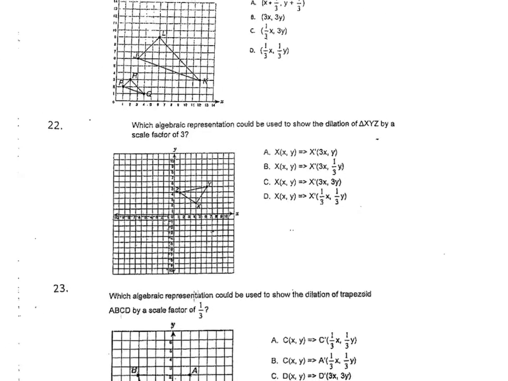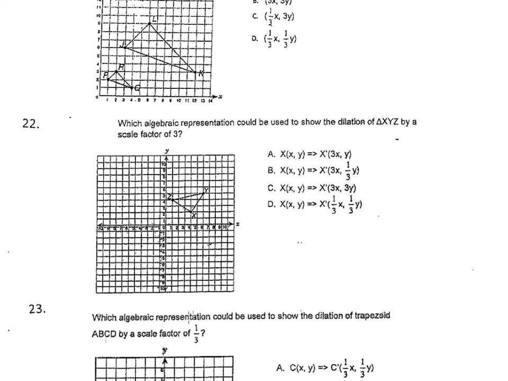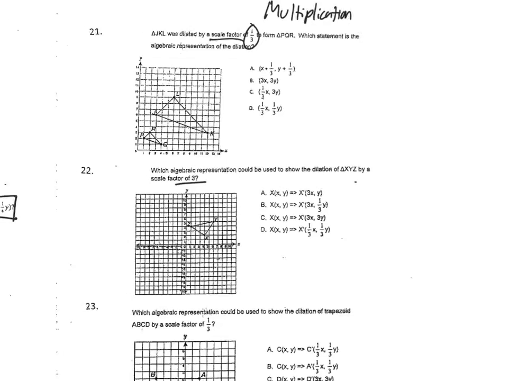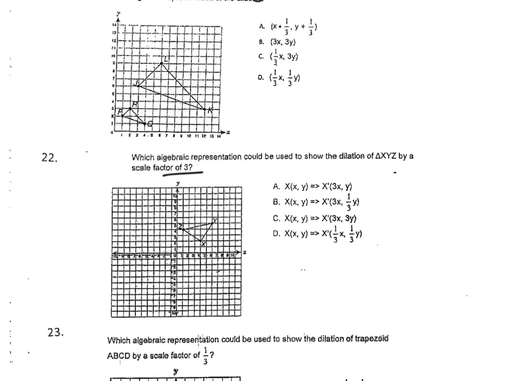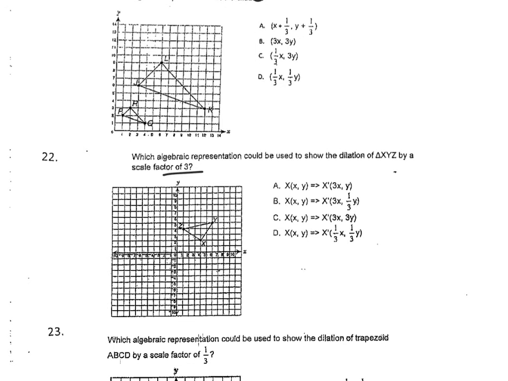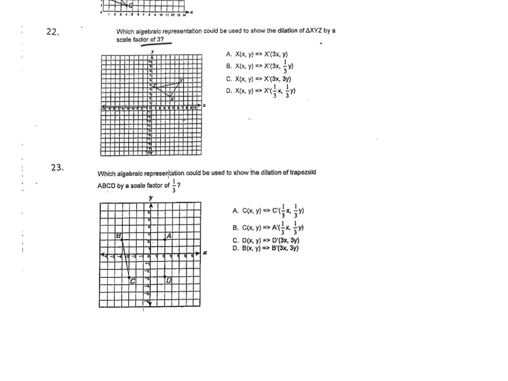All right, for number 22. It says which algebraic representation could be used to show the dilation of triangle XYZ by a scale factor of 3? It's going to be almost identical to number 21. You are just identifying between A, B, C, and D which one uses the scale factor of 3. And whatever your scale factor is, it has to be multiplied. The same number has to be multiplied times X and times Y.